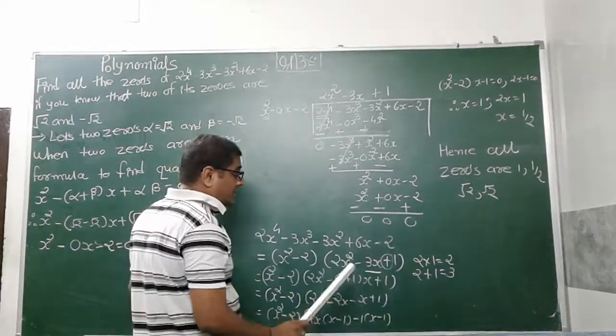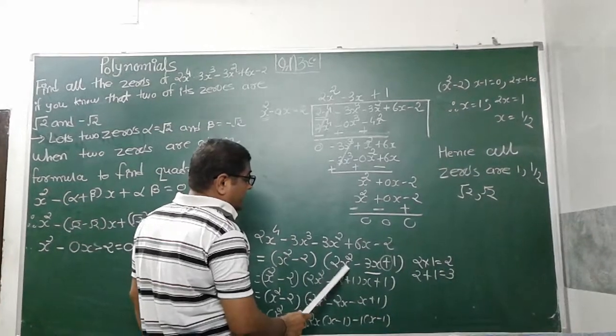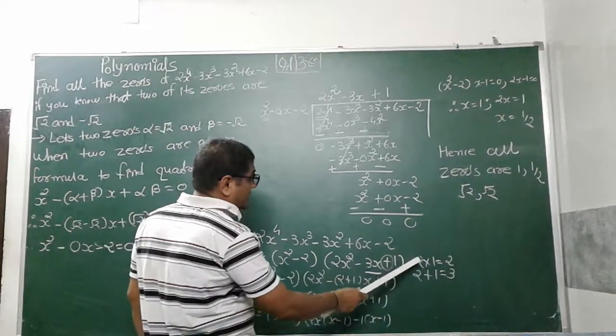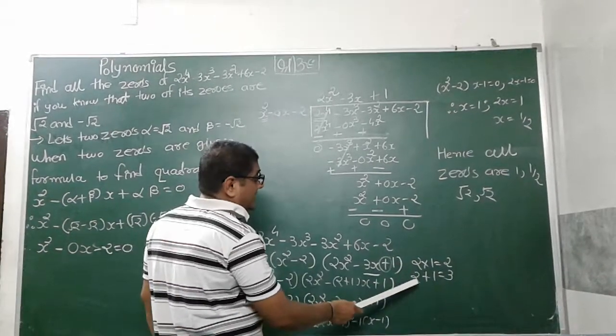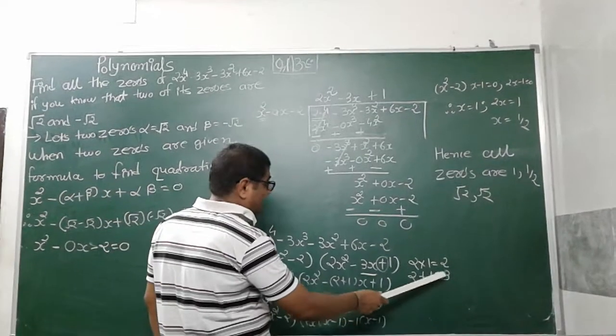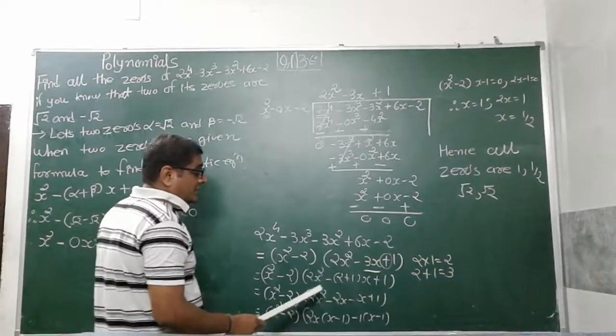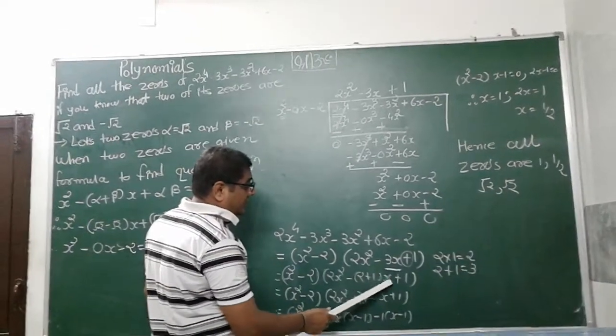split by splitting the middle term. We have to factorize. So we take the coefficient of x square, that is 2 into 1, that is 2. We factorize in such a way that if the sign is plus, then the addition must be plus, and if it is minus, then minus. So 2 plus 1 is 3. We substitute the value instead of 3, that is 2 plus 1.